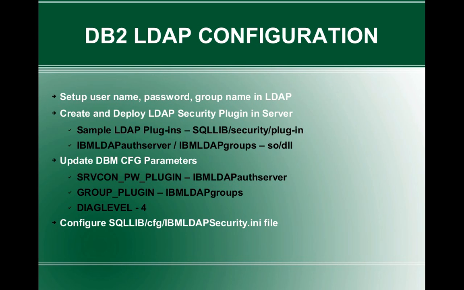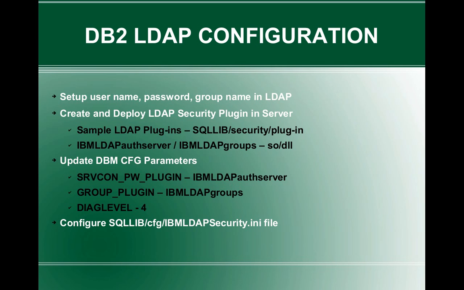That's the second step. Then the third step is to update the DBM CFG parameters. We have to tell DB2 to use the LDAP authentication and group lookup. Otherwise it will be using the OS, which is the default one. So what we need to do is update the srvcon_pw_plugin parameter to the value IBMLDAPauthserver. This is for user ID authentication, and the value of group_plugin will be set to IBMLDAPgroups. This is for group lookup. We'll also update diaglevel to 4 so that the LDAP related error messages will be logged in the DB2 diag log.